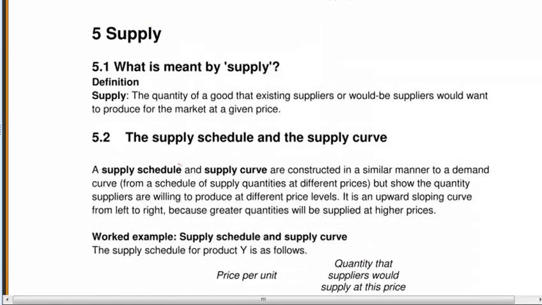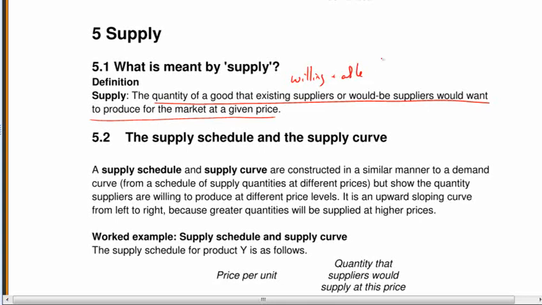Now, if that's demand, what about the other side of the market then? What about supply? Well, supply is defined as the quantity of a good that suppliers, or would-be suppliers, would want to produce for the market at a given price. So again, a bit like demand, it's the quantity that suppliers are willing and able to produce.